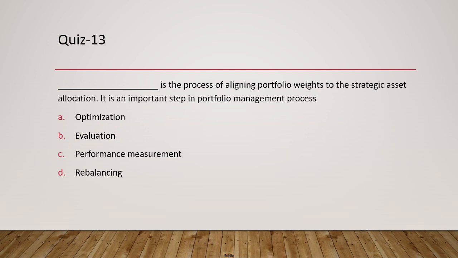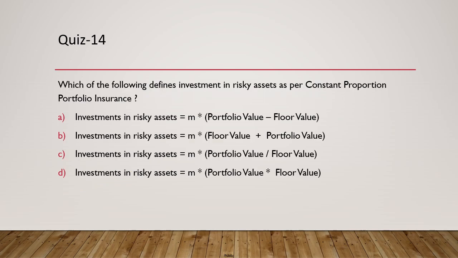Question number 13, which is a fill in the blank: blank is the process of aligning portfolio weights to strategic asset allocation. It is an important step in portfolio management process. I'm sure all of you know by now that it is nothing but rebalancing, and that is what we are discussing in this entire video. Rebalancing is the process of aligning portfolio weights to strategic asset allocation. We quickly move on to question 14.